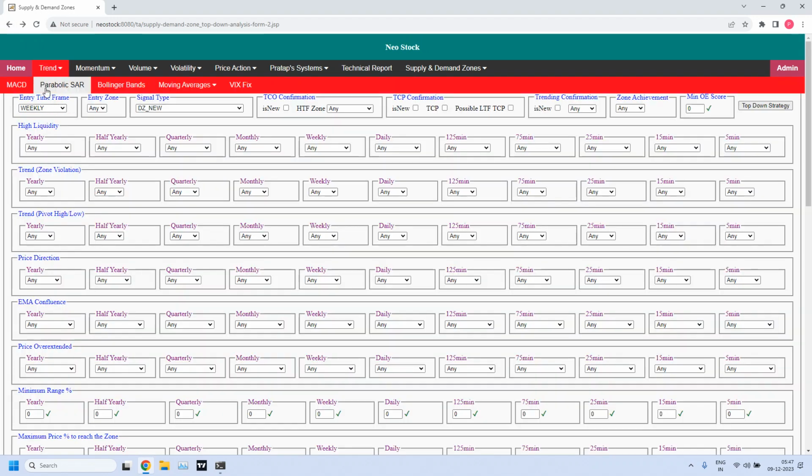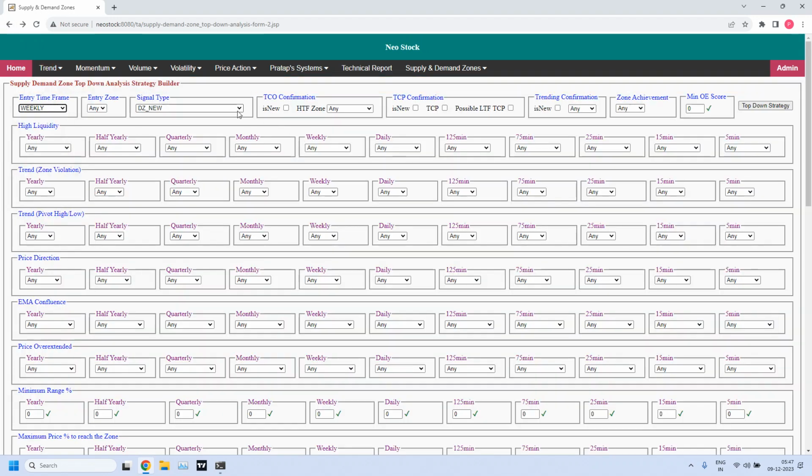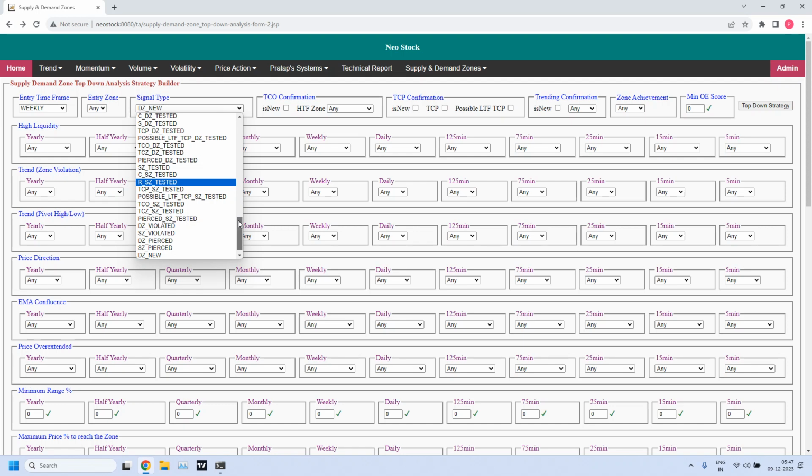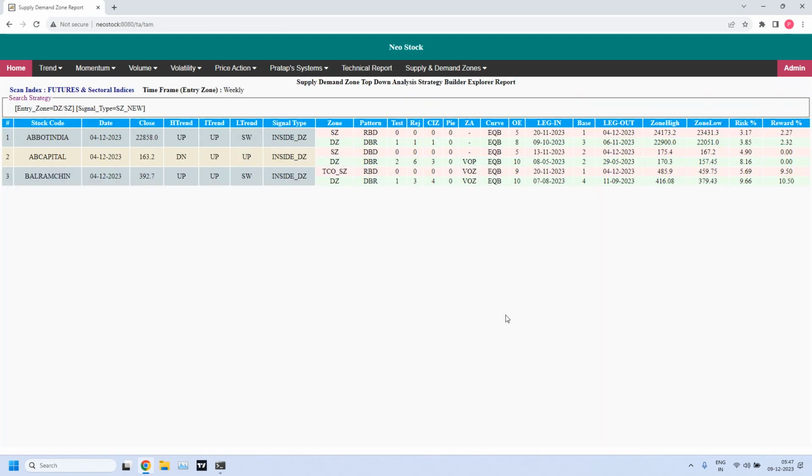Let's go back. Entry time frame is weekly. Let us find the stocks having newly created weekly supply zones. So these 3 stocks are having newly created weekly supply zones.